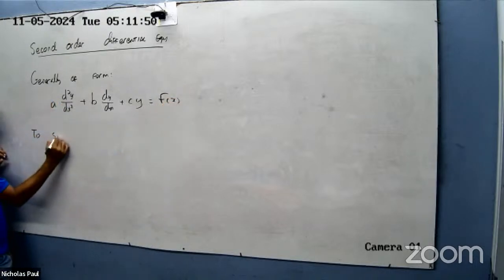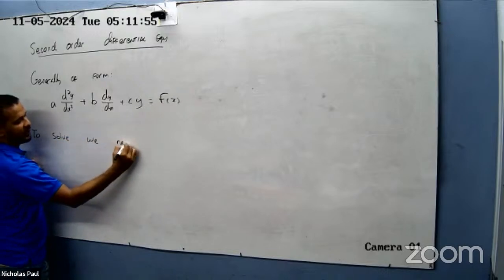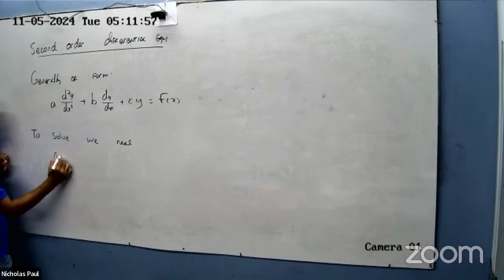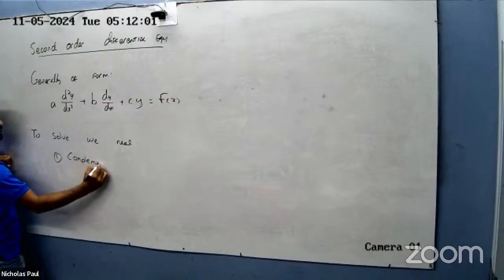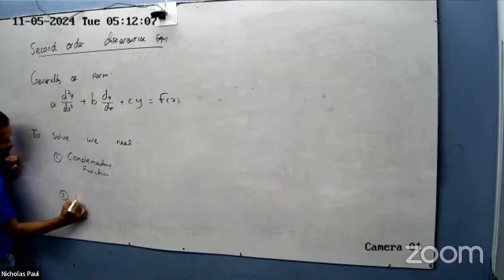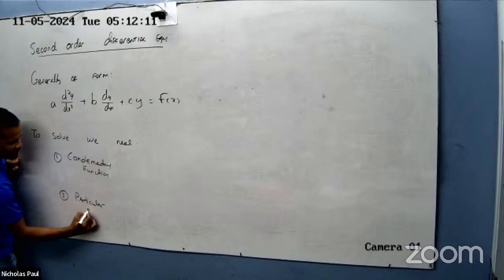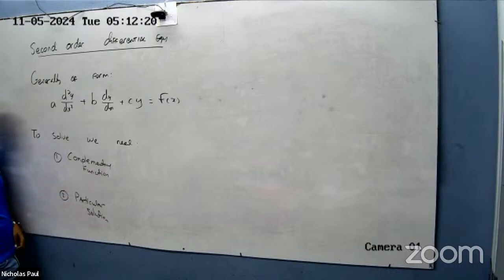And to solve, we need two parts. Number one, we need something called a complementary function, right? And number two, we need a particular solution. So whenever we're solving this, we have two parts, okay? A complementary and a particular solution, right?